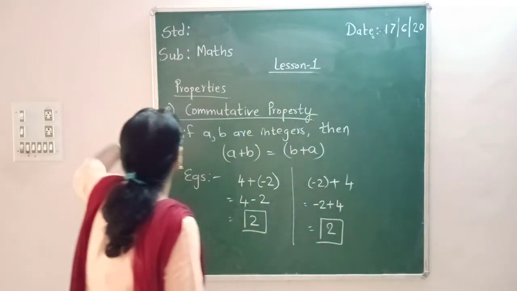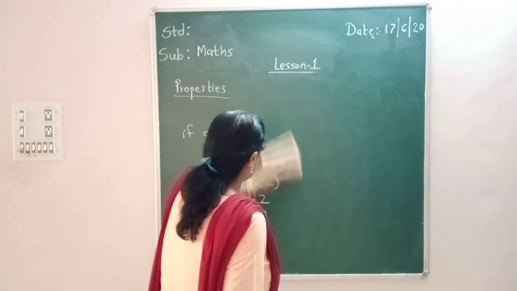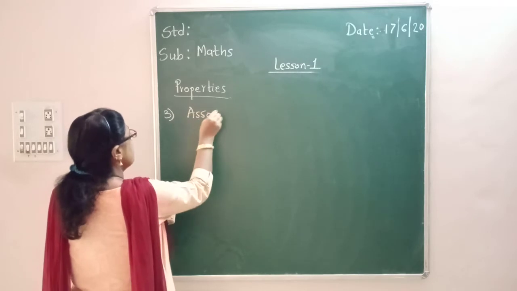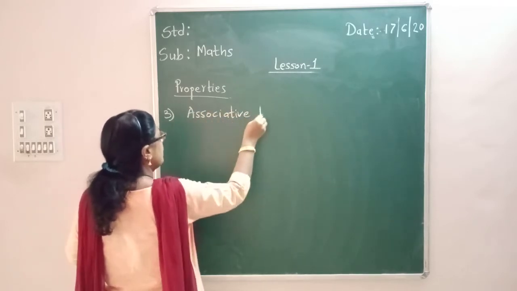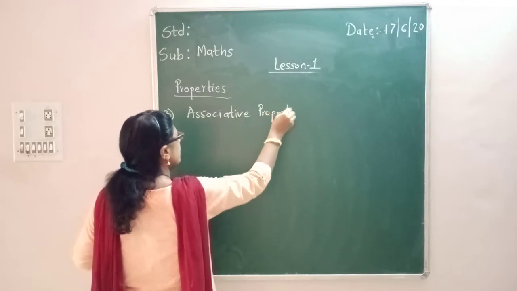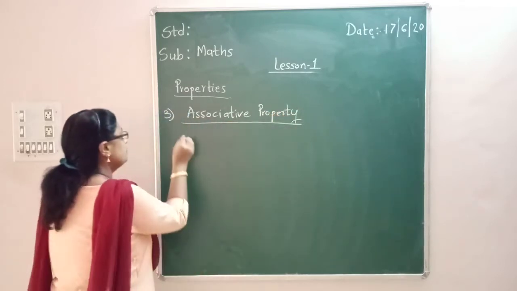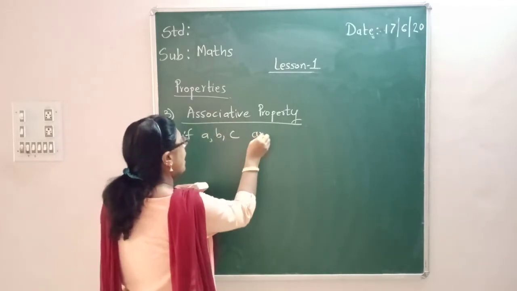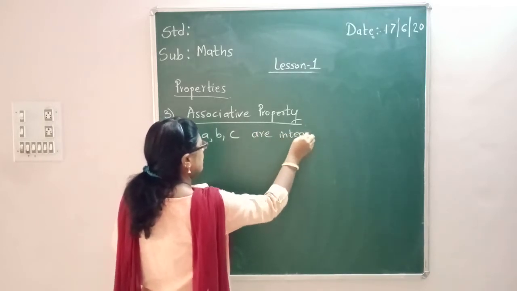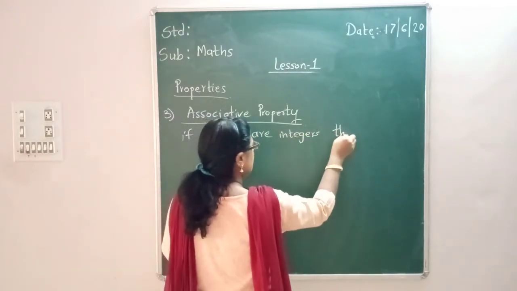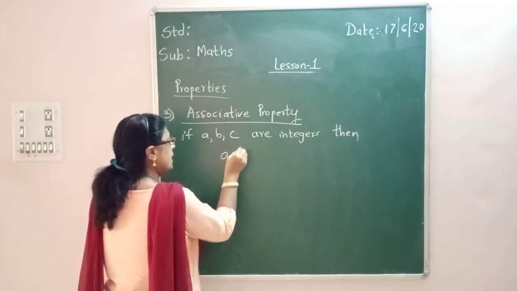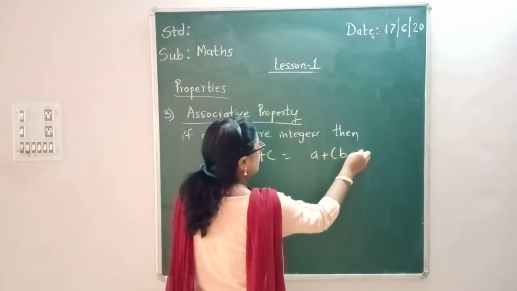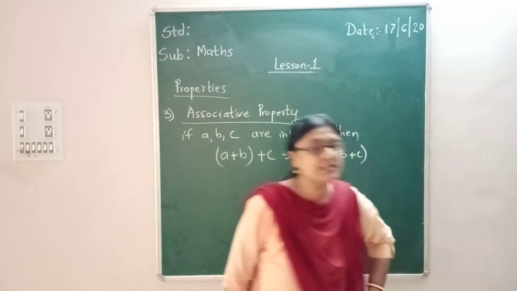Now, we will see the third property. Now, what is the third property? It is associative property. Associative property says that if A, B and C are integers, then (A plus B) plus C is equal to A plus (B plus C). Okay, this is the associative property.